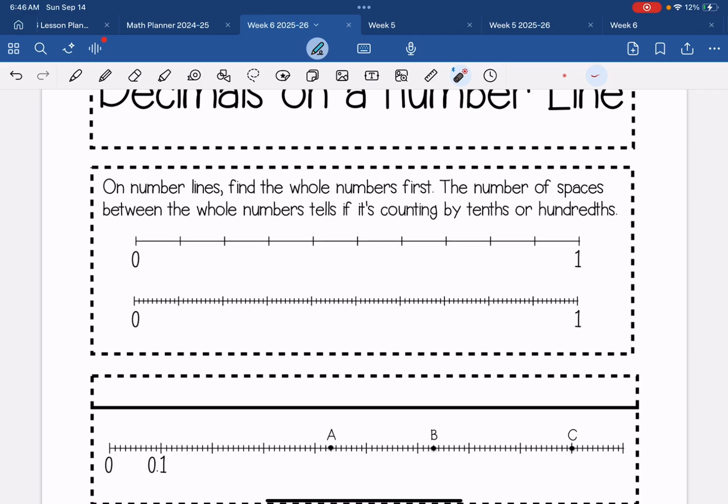numbers first. So if you look here, we have the number 0, and then we have one whole. So every time you have a number line, you always have to look for that whole number first, right? From 0 to one whole. Then you're gonna count the number of spaces between the whole number, and that's gonna tell you if it's gonna be by tenths or hundredths.